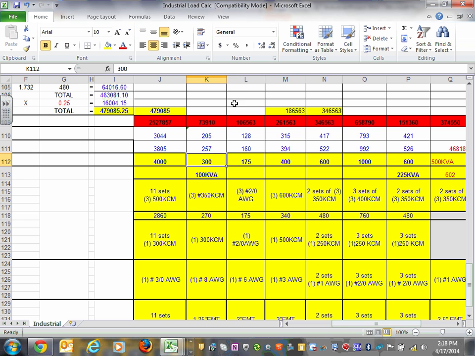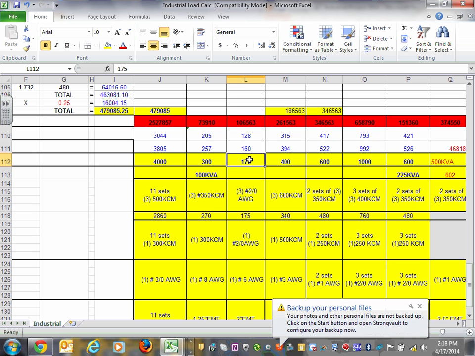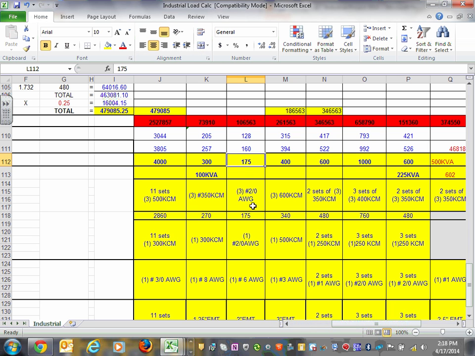We kept it. The reason why my lighting panel is smaller than my receptacle panel amp-wise, guys, is because we're burning the lights at 480/277. You can see that one. These are burning right here at 480. The receptacles, I wish we could burn them at 480, but we can't. We're burning the receptacles at 120. So here's your lighting panel, 175 amp.